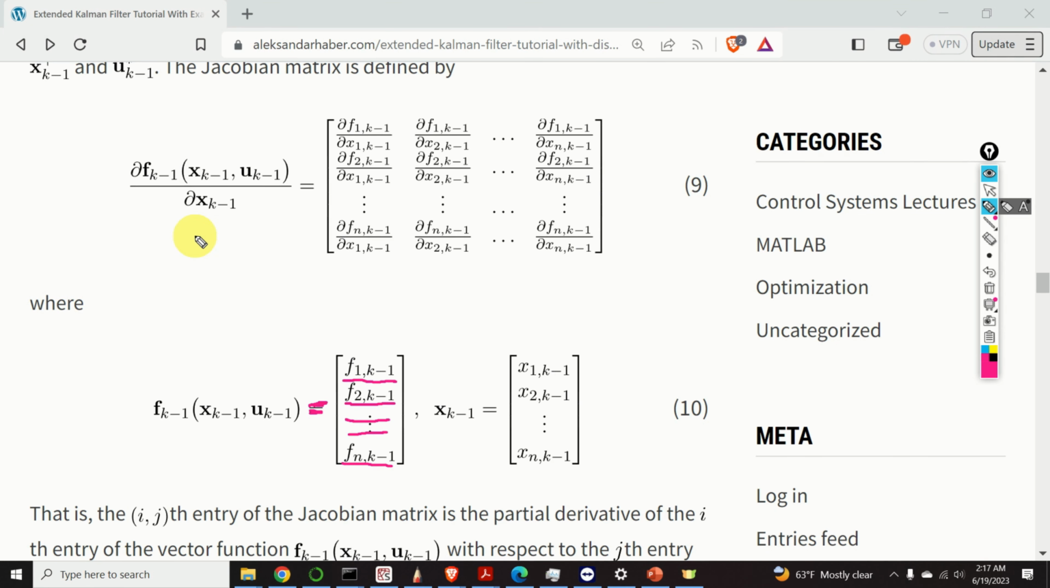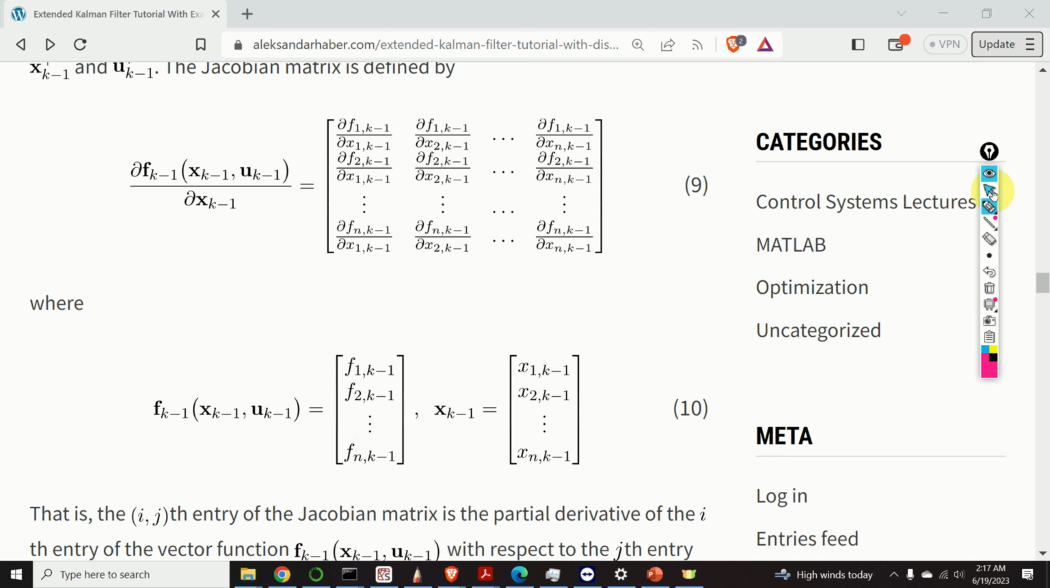Next, we will explain the structure and how to compute the Jacobian matrix. This is very important for proper implementation of the extended Kalman filter. In my next video, that is in the second part of this video tutorial, I will explain how to implement the extended Kalman filter in Python.